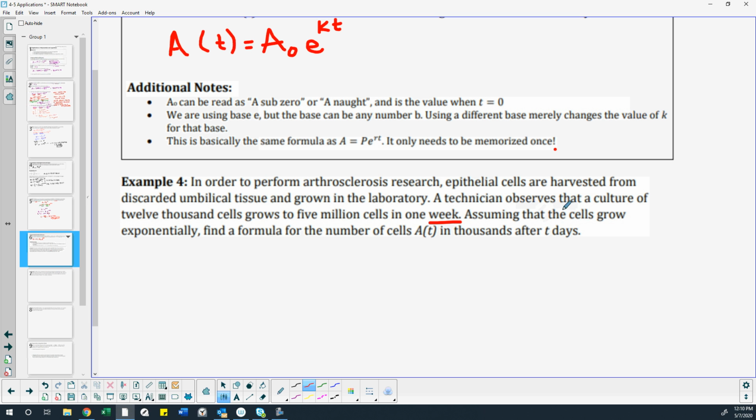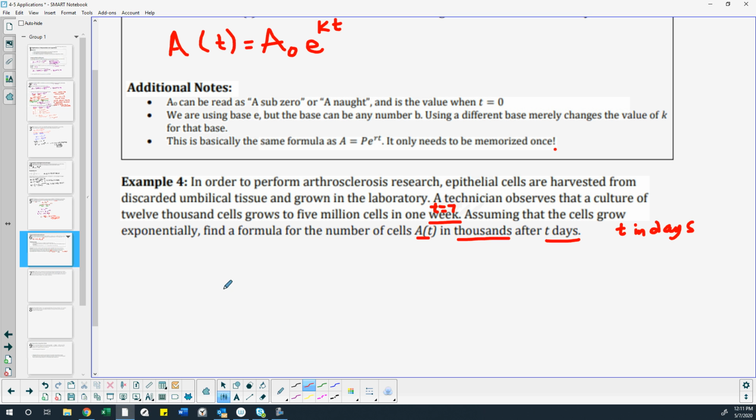Assuming that the cells grow exponentially, find a formula for the number of cells in thousands after t number of days. Okay, so the unit they actually want us to use is days, but the first unit they give us for time is week. So I feel like we need to stick to t being in days, which means for the beginning problem to find k, we're going to use t equals 7 for the week, right?